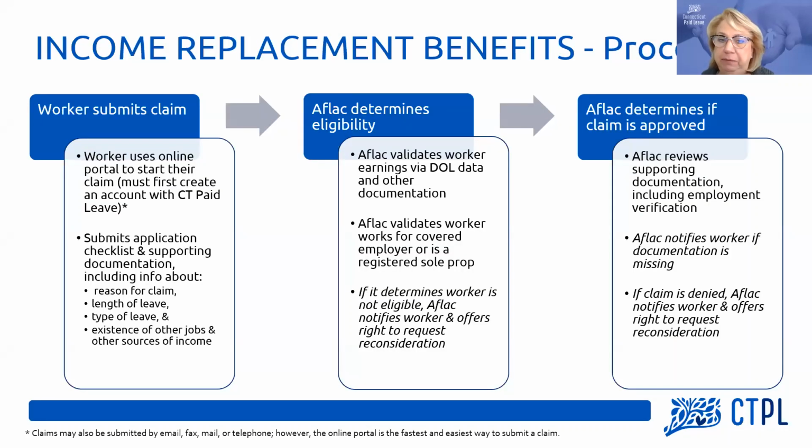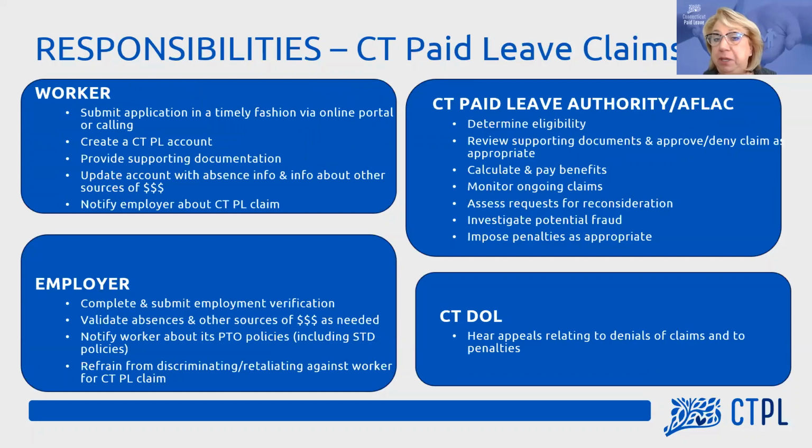The Connecticut Department of Labor has an appeals process. Let's say a claim was reconsidered and it's still denied. A person can go through an appeals process through the Connecticut DOL with forms on their website to appeal the denial of the claim and to potentially disagree with any penalties.